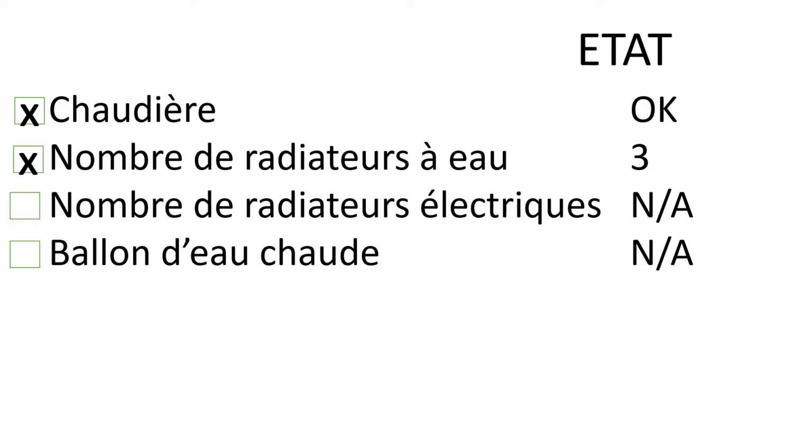This part is about heating. So is it a chaudière you're going to have, or radiateur à eau, or radiateur électrique, or ballon d'eau chaude? That is the owner who is going to tell you. So the chaudière obviously worked and they put OK, and there were 3 radiateurs à eau. And then I'm just showing you how to tick the box. Okay, in France, the ticking is a cross, and NA, non-applicable, the same way.